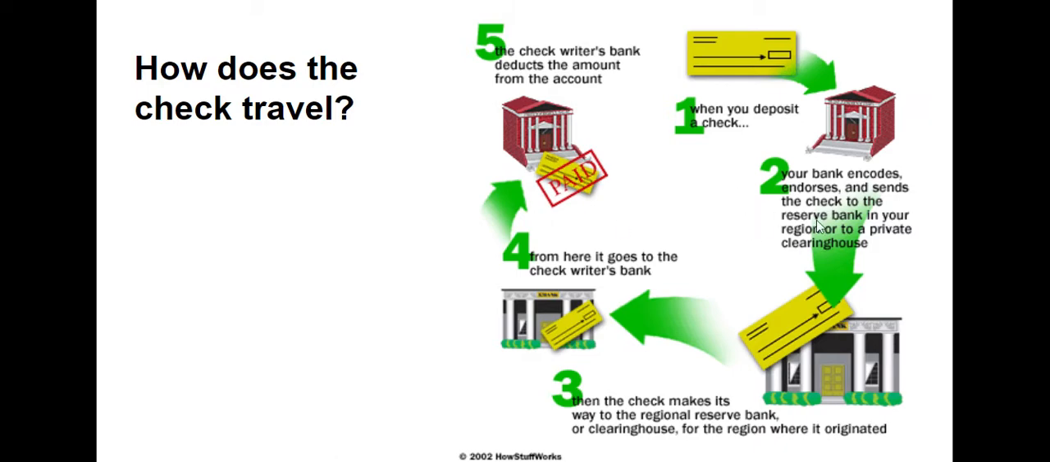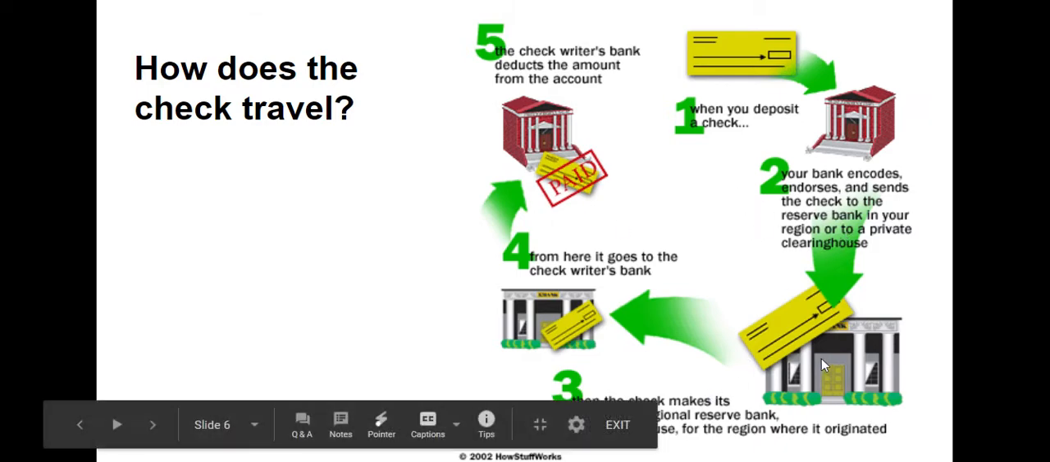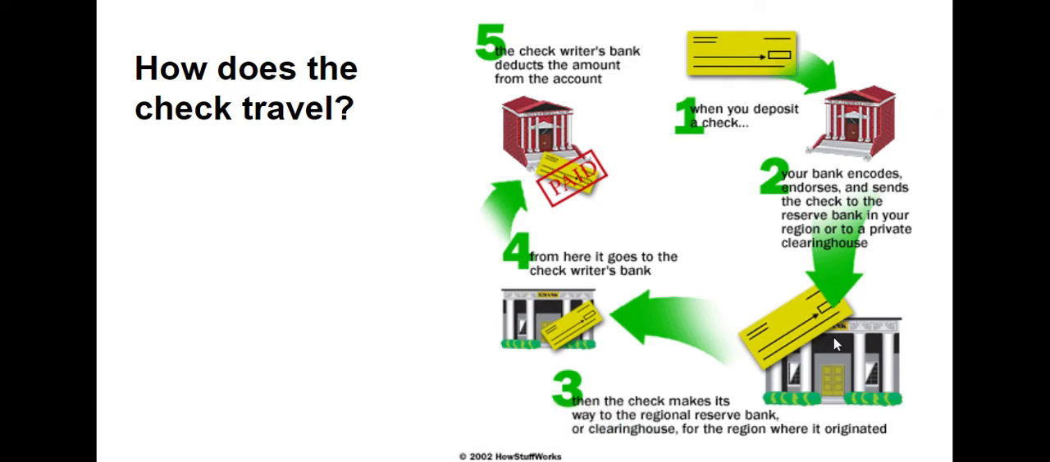So the Federal Reserve gets it. The Federal Reserve, which is a clearinghouse, is going to read that information at the bottom. Remember your routing number, your checking account number. They'll read that information, and then they'll know to send your check to whatever bank it goes to.